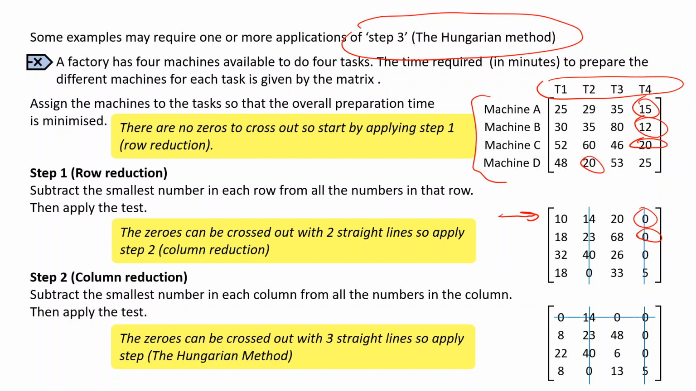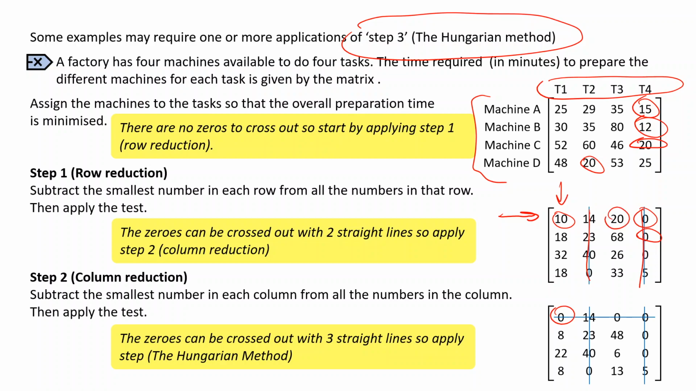And as we can see, we can cross these out with a minimum of 2 lines, and so we have to go on to step 3, which is the column reduction. And again, you go to the smallest number in each column. So in this column, it'll be 10. So you minus 10 from each of the other numbers, and you end up with 0, 8, 22, and 8 there. 0 is the smallest in this column, so that's not going to change that column at all.